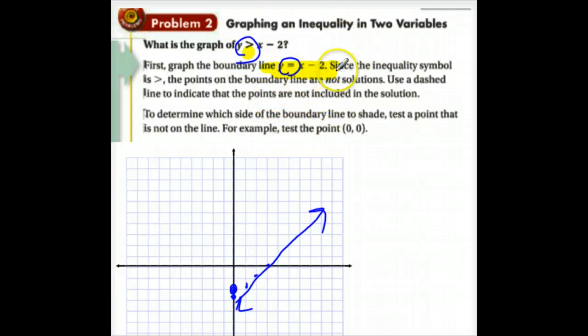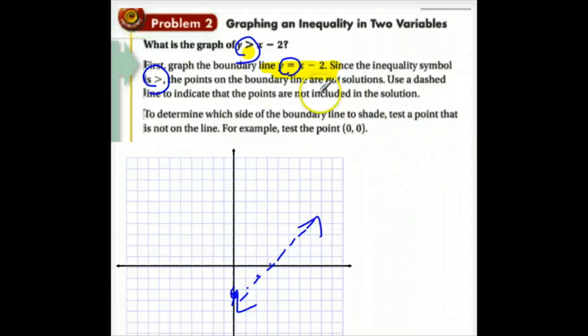Oh, but I made a mistake. Since the inequality symbol is a greater than sign, the points on the line are not solutions. I need to use a dashed line. Good thing I caught that. This might happen to you. So -2, still the same, up 1 over 1. But as I do this, it's going to be a dashed line. Yours will look better than mine. So we have the inequality graphed.